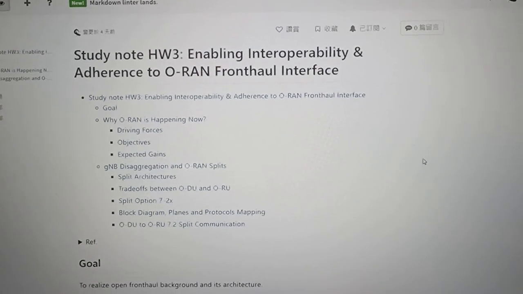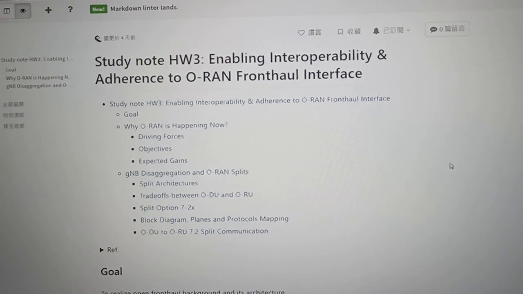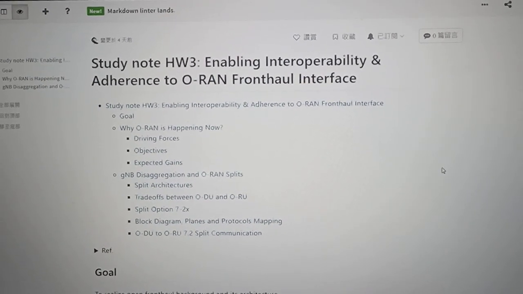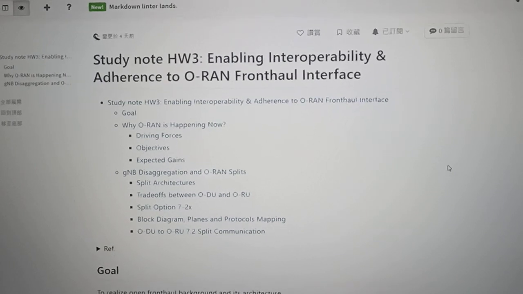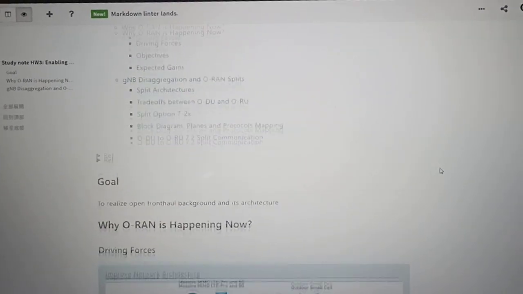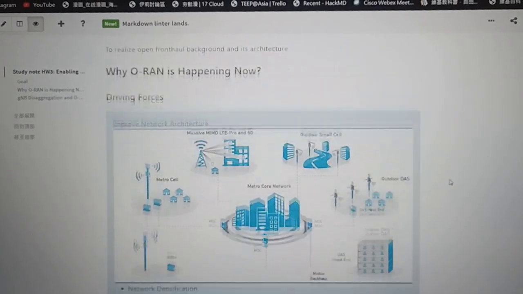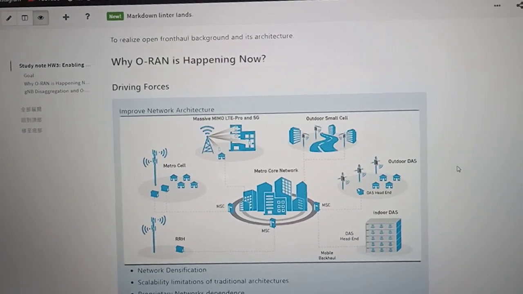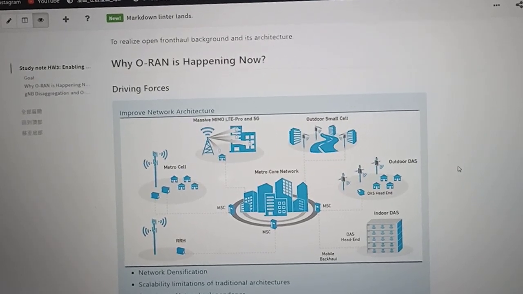Everyone. Today I will introduce the Fronthaul interface of O-RAN. Okay, so first, why is O-RAN happening now?